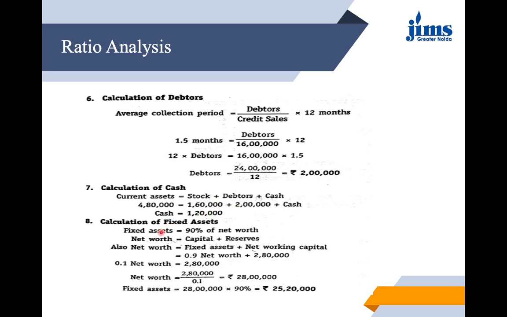Now it is given in the question that fixed assets are equal to 90% of net worth, and net worth can be calculated by adding capital and reserves, and also by using fixed assets plus the net working capital. We know that fixed assets equal 0.9, or 90%, of the net worth. So I have replaced this in the equation: in place of fixed assets, I have put 90% of net worth plus the net working capital amount given to us. From there, net worth acts as a variable, and you can calculate its value as 28 lakh. Further, 90% of net worth is fixed assets, so we obtain the fixed assets as 25 lakhs 20,000.